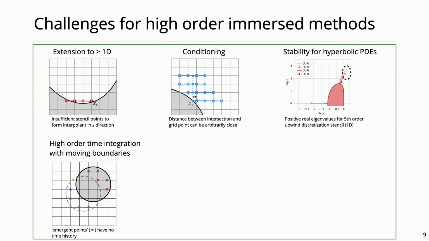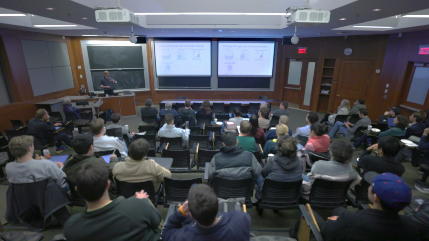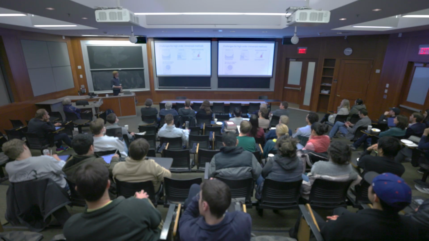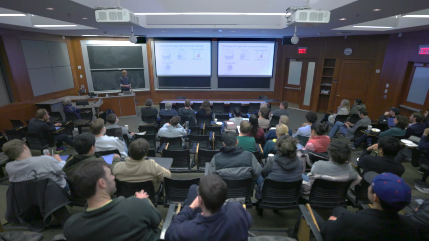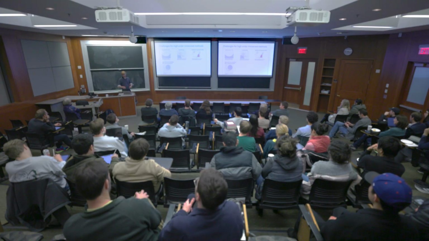Moving boundaries and high order time integration is another challenge. So let's say you do everything nice in space, and now you want to go high order in time, and you have a moving boundary. Now you have points here that emerge over time, and you don't have a time history in those points. So you cannot apply your standard high order Runge-Kutta scheme; you need to fill in a time history at any substep that a point gets uncovered.